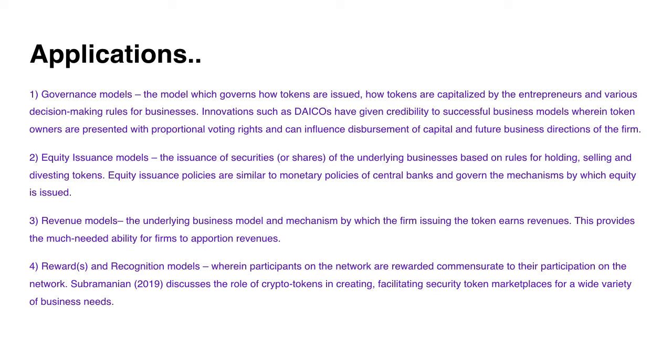And then you have revenue models. The underlying business model and mechanism by which the firm is issuing the token eventually ends up earning revenues, right? So all firms are set up with a purpose of returning value to the shareholders or increasing value to the shareholders by employing people productively, right? So once these profits are realized, then the end users can actually get a share of this.